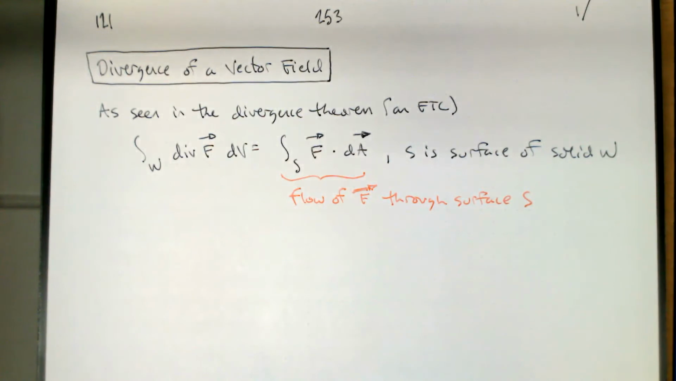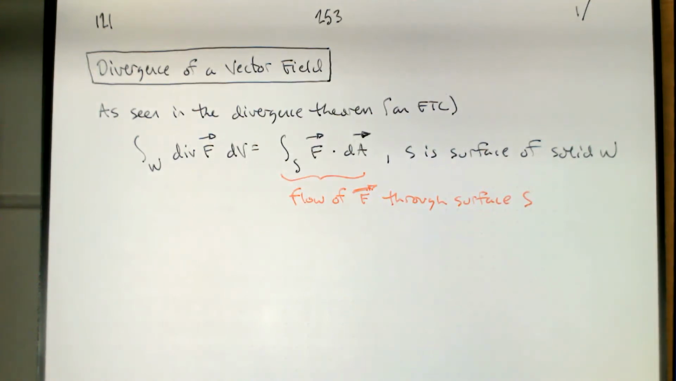One of the ways that we interpreted the flow of a vector field through a surface is we imagine the vector field to be the flow of a liquid or some kind of the flow of air or water, and then S is some surface. And this flux integral will tell us how much water or air or whatever is flowing through the surface. So the divergence theorem going the other way, we can just look at what the divergence is of the vector field at every point inside the solid.